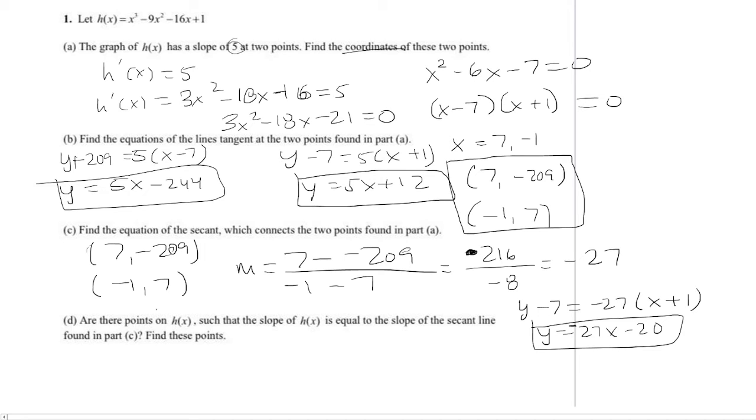Now for part D, are there points on h of x such that the slope of h of x is equal to the slope of the secant line found in part C? And then we want to find these points. So basically what it's asking is h prime of x equal to the slope, which we found to be negative 27 over here. H prime of x was 3x squared minus 18x minus 16. Set that equal to negative 27. And then we're going to subtract both sides by negative 27, which is the same thing as adding 27.